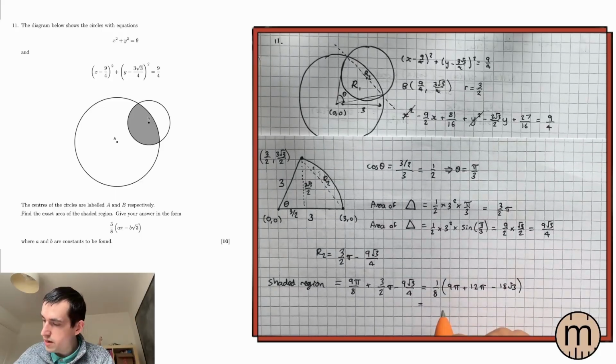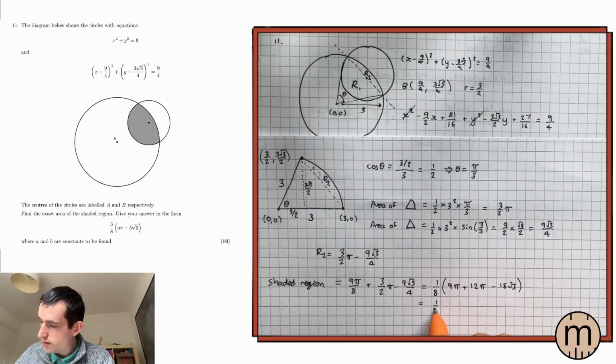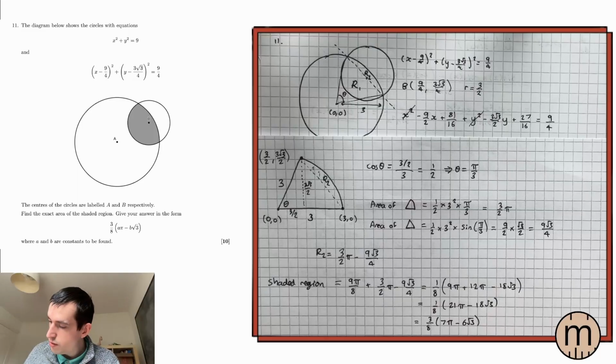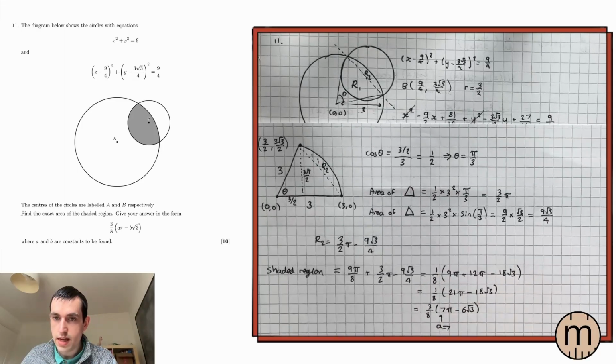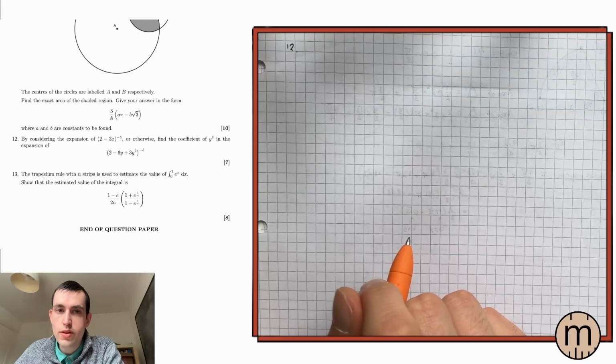Which we can then take out a factor of, well, I'll first add these two together actually. 21 pi minus 18 root 3. And then I'll take out a factor of 3, 7 pi minus 6 root 3. And hopefully that's what it's given. 3 over 8. Oh, it's A and B. So basically A is 7 here. And then B is going to be 6 from here. Wonderful. We're almost there now with only 2 to go.